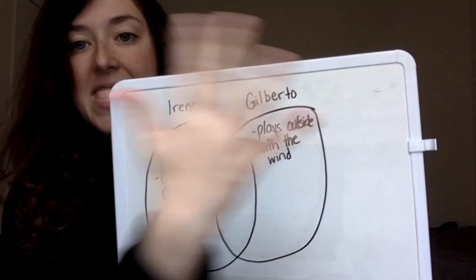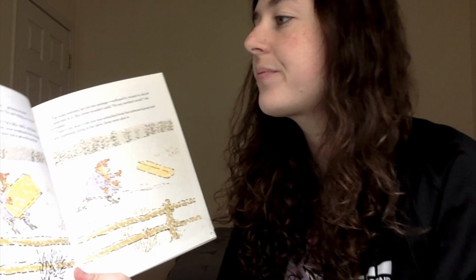Okay, now we can look at specific parts of the book and compare and contrast the characters. Now that we've got the basics down, we can dive a little deeper and get a little more specific. I'm going to reread parts of Brave Irene because it's been a little while since we've looked at it. I want you to think about how Irene feels on this page. How does she feel on this page?